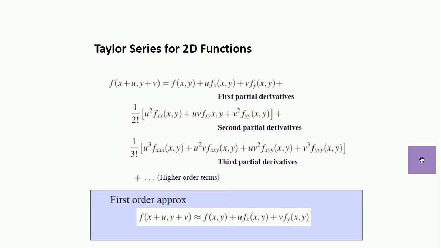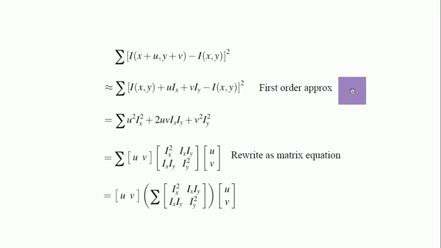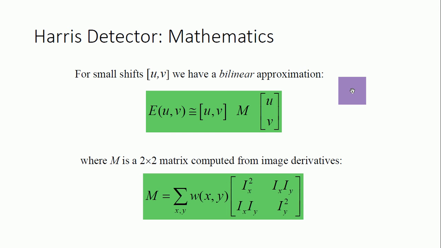This is the Taylor series for a 2D function: the first derivative, second derivative, then third partial derivative. Taking the first order approximation f(x,y) plus the first-order terms, we rewrite it in matrix form. Here is the detector mathematics. For a small shift (u,v) we have a bilinear approximation: E(u,v) equals (u,v) times M times (u,v) transposed, where M is a 2 by 2 matrix computed from image derivatives. M equals the sum of w(x,y) times the matrix of squared derivatives, where w is the window function.